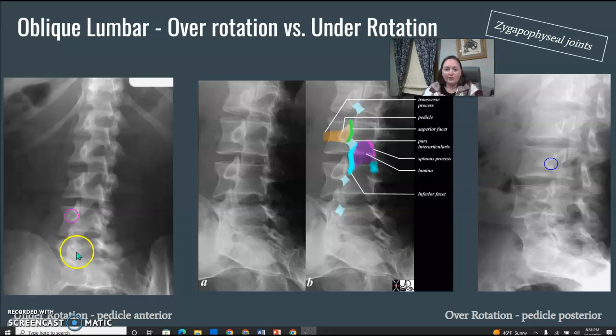Let's go to the other side of my screen, where there's over-rotation. When the pedicle is almost to the back of the vertebrae, you're over-rotated. So that patient is closer to lateral position than the 45 oblique. So with these obliques, the goal is to see these zygapophyseal joints, but over and under rotation is determined by where the pedicle is sitting on the vertebrae. So too anterior, under-rotation; too posterior, over-rotation.